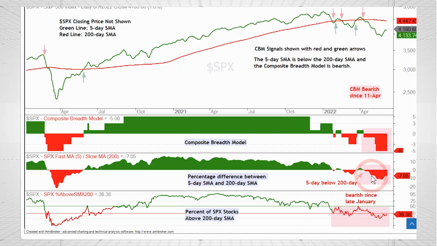And then if we look down in the middle indicator window, we can see the 5-day moving average is around 7% below the 200-day moving average for the S&P 500. That's a downtrend. And then we look at the percentage of S&P 500 stocks above the 200-day. Less than 40% are above the 200-day. That's also a bear market condition. So all 3 of these are pointing to a bear market condition. So this is basically the first step in the market regime.